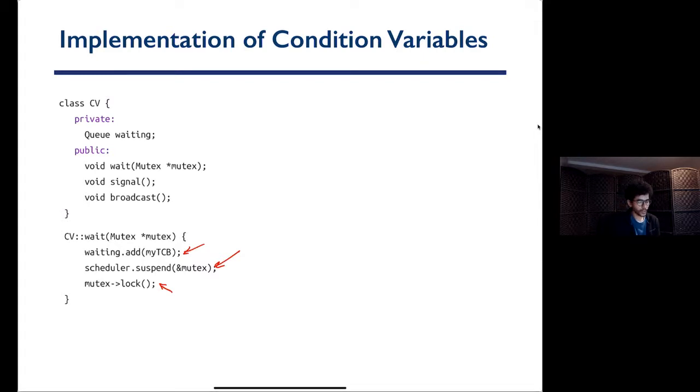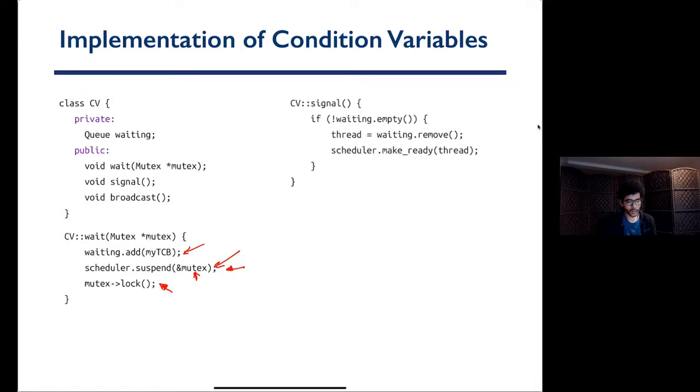So here the scheduler will unlock the mutex and put this thread to sleep. When you wake up, the first thing you do is lock the mutex again. So this is the implementation of that functionality that we talked about, right? So this is how we implement it. Inside wait, we put ourselves to waiting, we go to sleep, and the moment we wake up, we try to lock the mutex again.